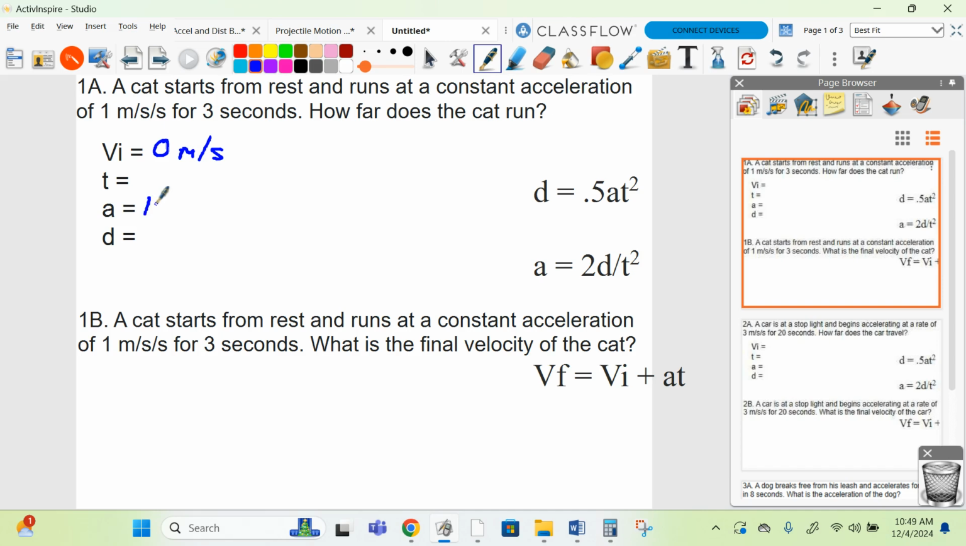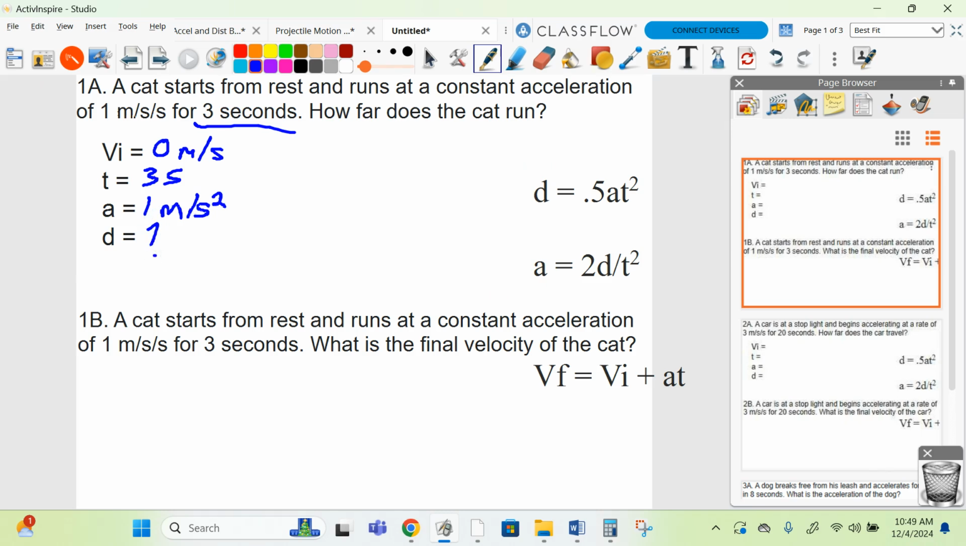That is how the acceleration is written on your form. It just ends up being easier to write. It can either be meters per second squared or meters per second per second. Lastly, it's telling me that they ran for a total of 3 seconds. How far? That's asking for distance.